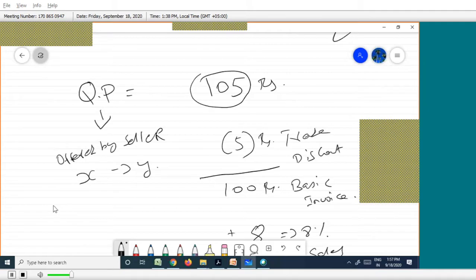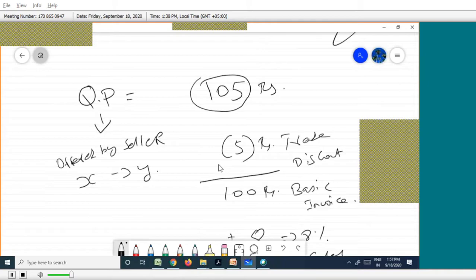That is why I'm explaining. In this question, the quoted price is not given clearly, so we have to identify the quoted price. If we assume 105 is the quoted price, on this only I have to charge the transportation charges. So 105 into 0.25 percent, how much?